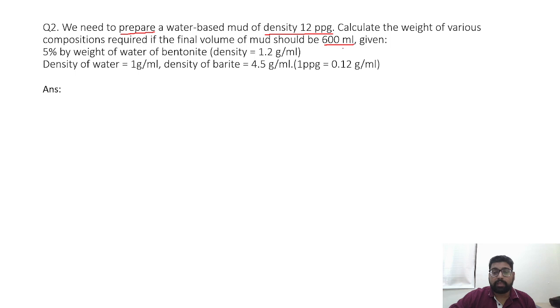Now, why this 600 ml? Let me just tell you that mud is prepared in the lab. The mud is prepared using a blender, and this blender generally has a volume of 600 ml. It is just a standard thing. That's the only reason we need to prepare a mud which has 600 ml volume.